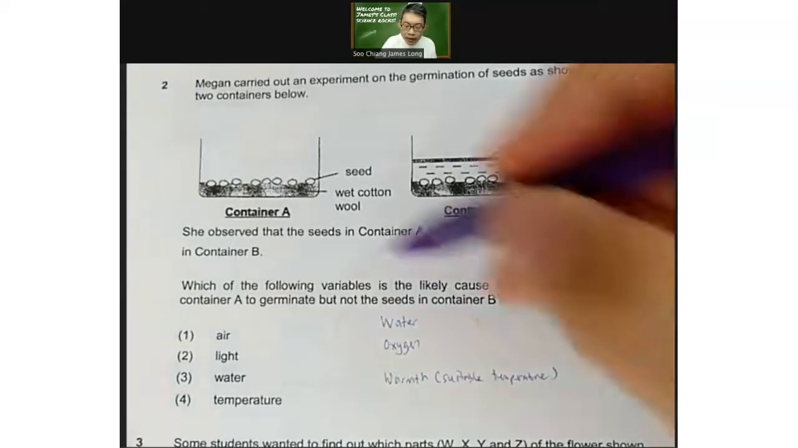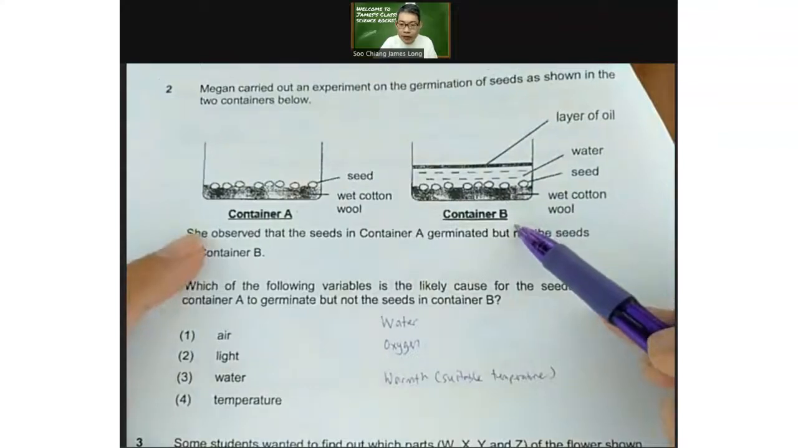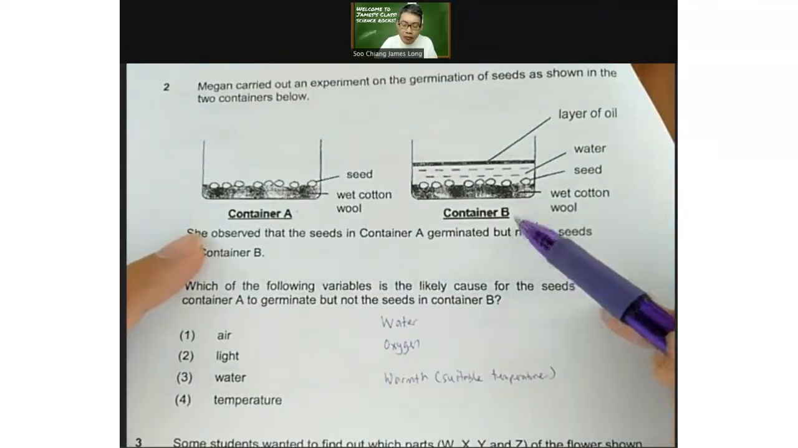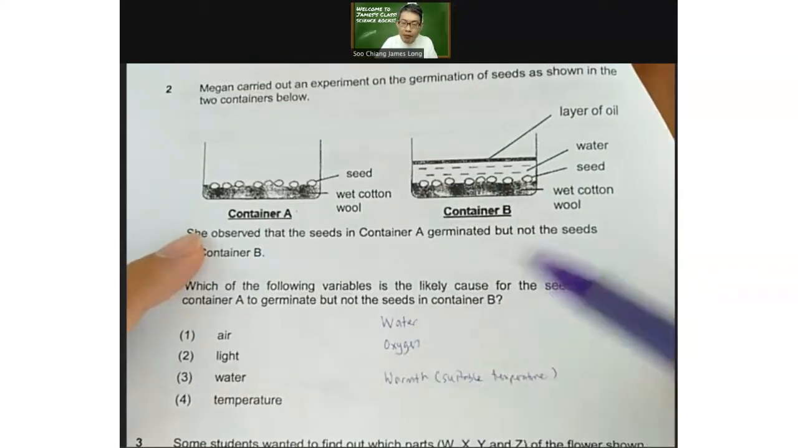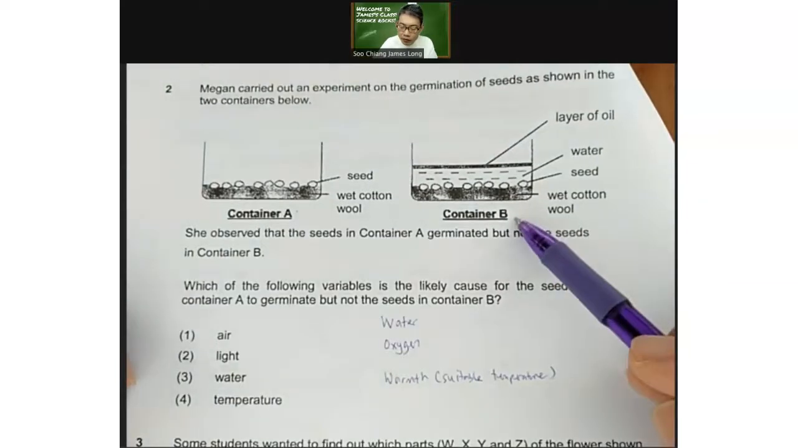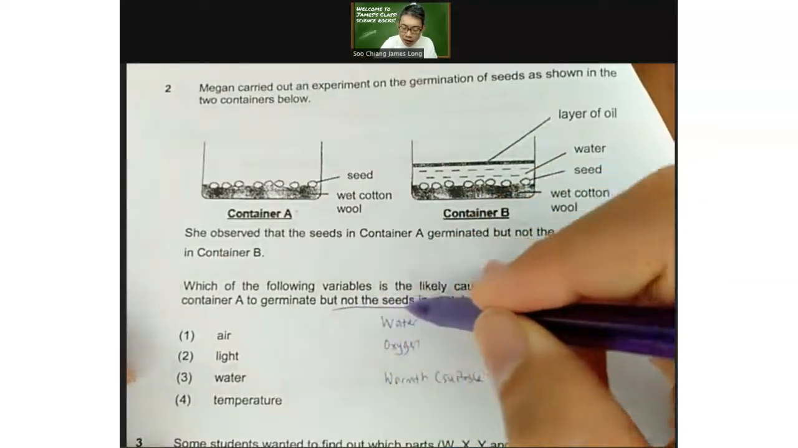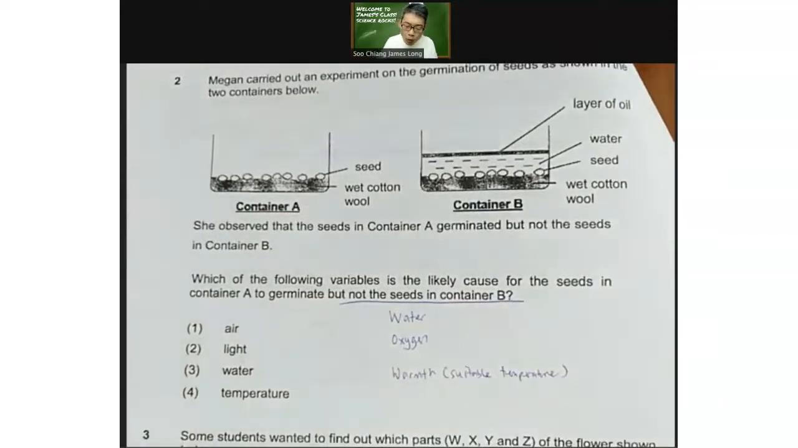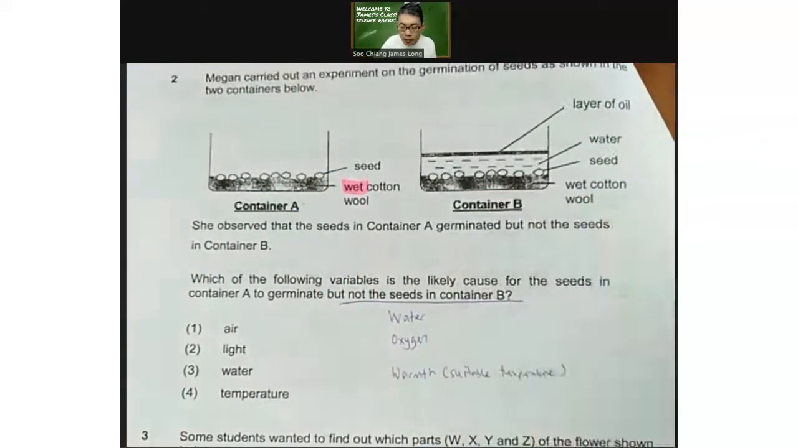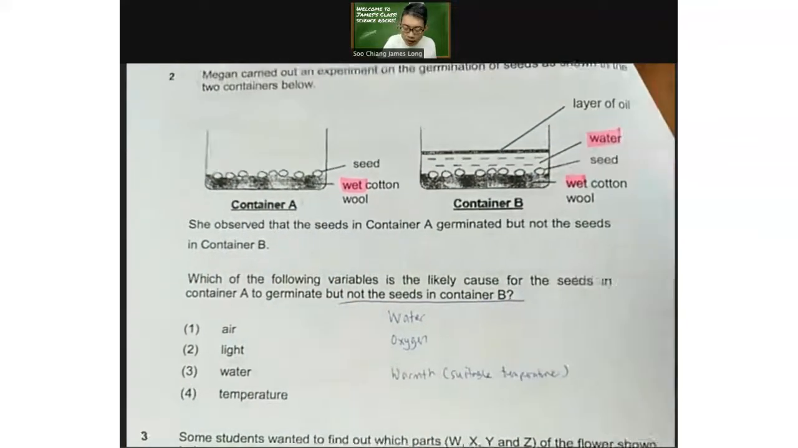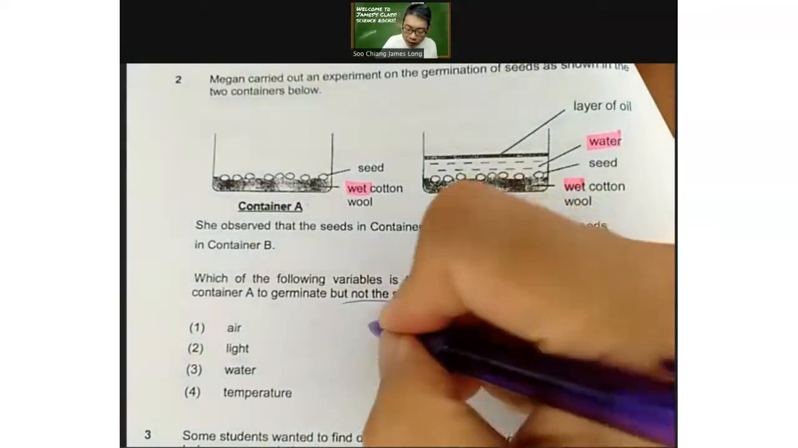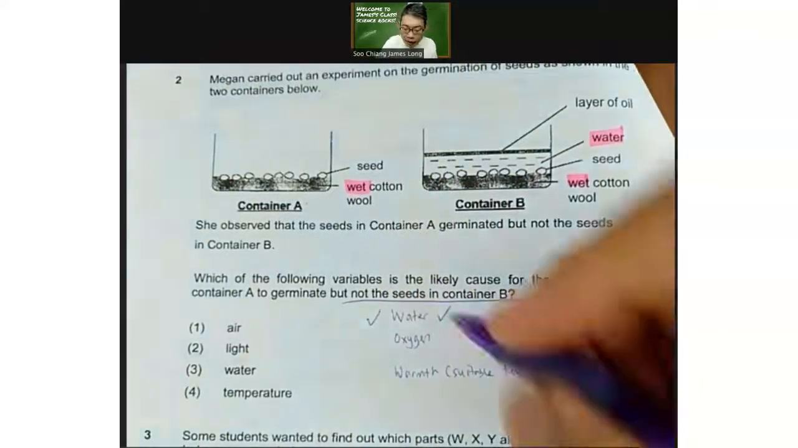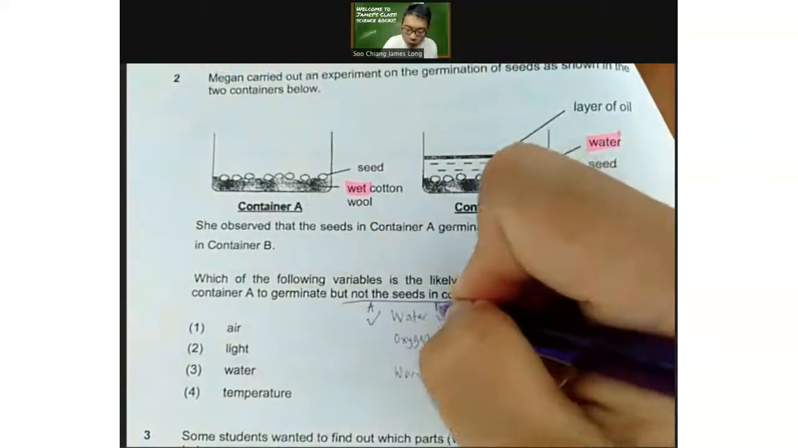In other words here, these two have some similar conditions, but B is missing one of them. That's why the seeds in container B did not germinate. So what could it be? Do both have water? I see the words wet cotton wool, and this is obviously wet because it is right under water. So yes, A has water, and B also has water.